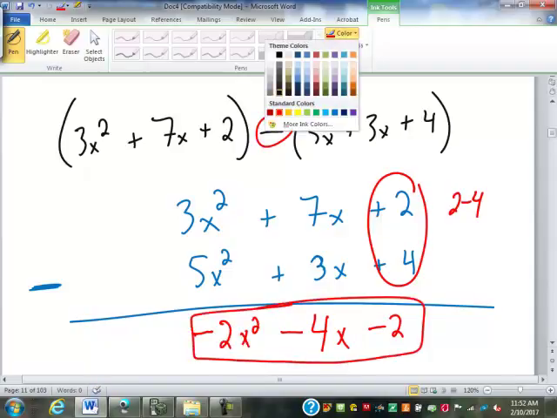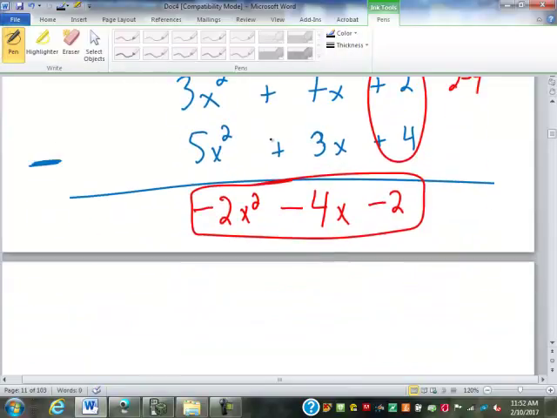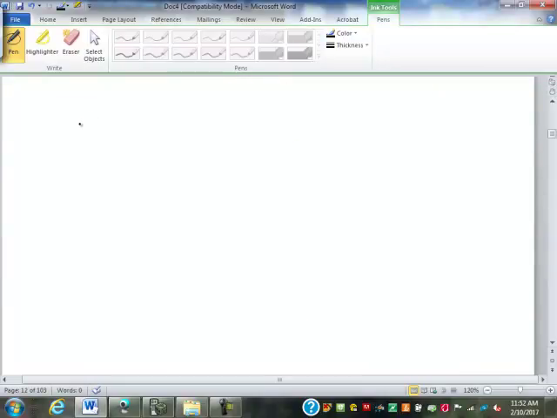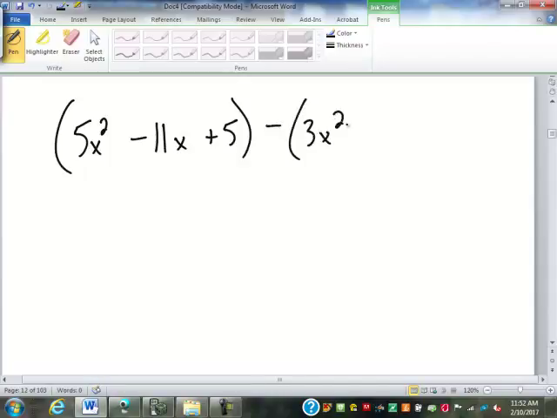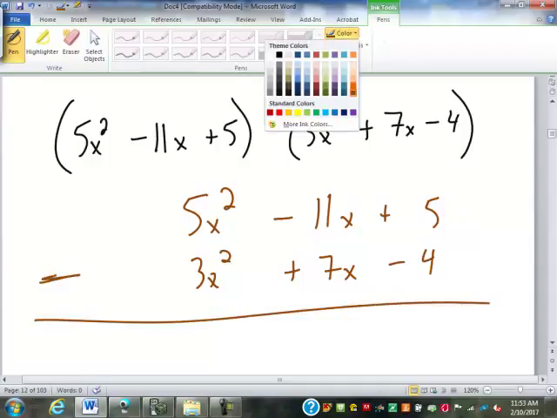So even though all the results came out to be negative there, the fact that all the digits were positive in the original numbers made that one not so bad. It's when we get into things like this that it gets a little scary. So 5x squared minus 11x plus 5 minus 3x squared plus 7x minus 4. So we'll set this up. Put the 3x squared under the 5x squared, the 7x under the negative 11x, and the negative 4 under the 5. And we are subtracting down our columns.